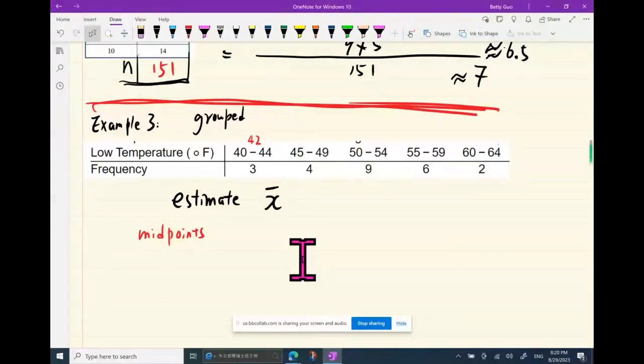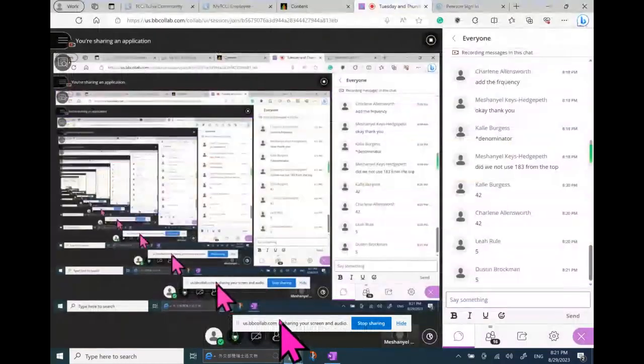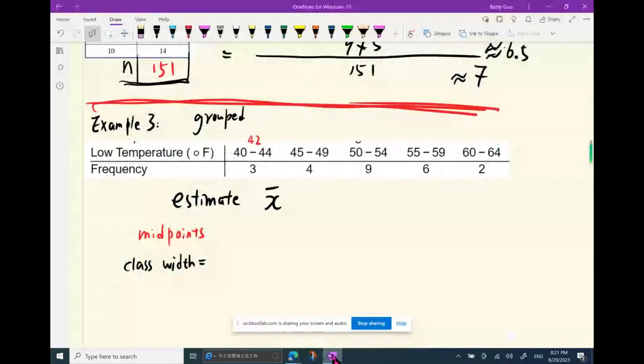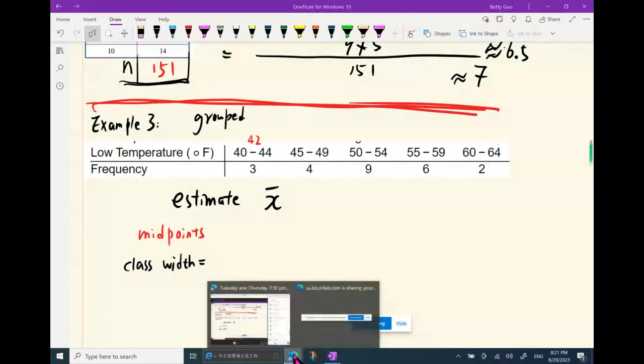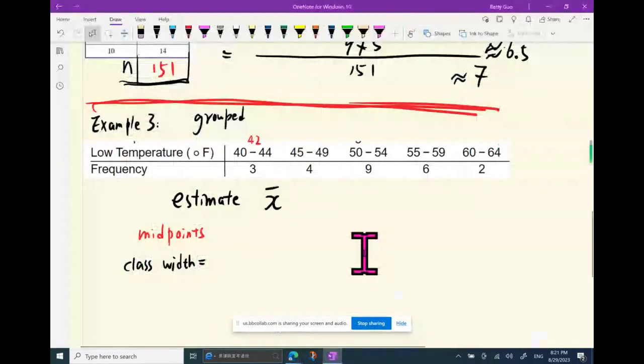Then you should know how do we find the other midpoints, right? You know, there's an easier way. Can you tell me what's the class width? Class width is defined as the distance between two consecutive lower limits, right? Yeah, exactly. It's not 4, it's 5. Perfect. You guys are great. So we have an easier way.